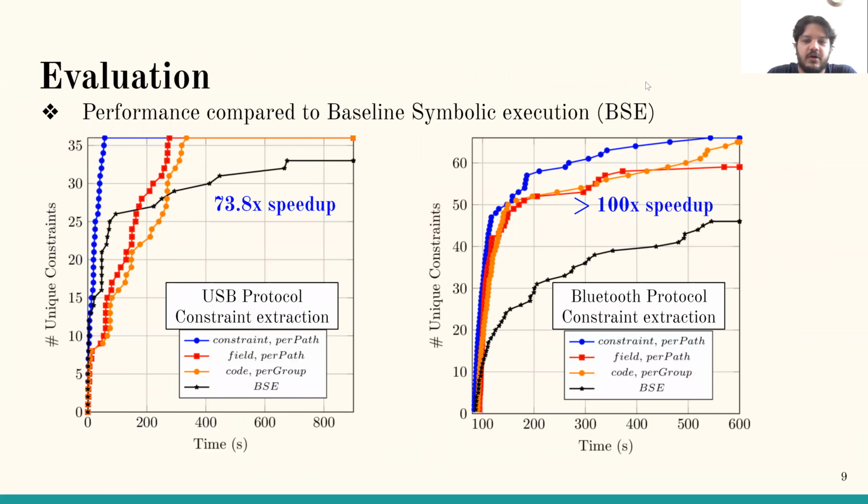Now, for evaluation of our protocol learning phase, our heuristics perform a 73.8 times speed up on USB, and we got a more than 100 times speed up on Bluetooth firmware. Our heuristics specifically focus on enriching our protocol model to gain more constraints from the protocol relevant parts of the code.